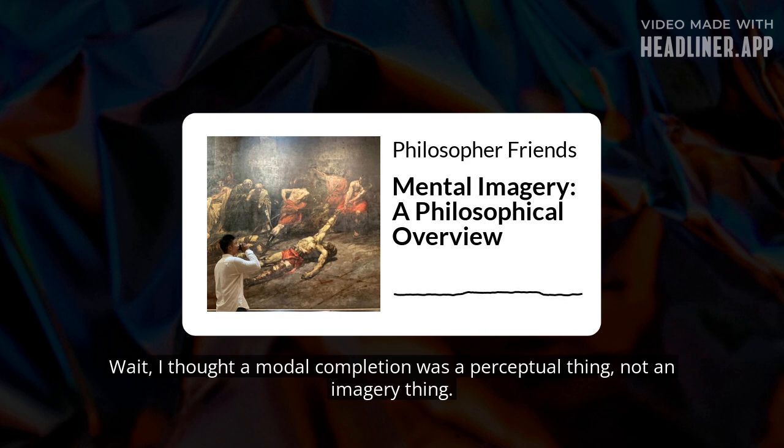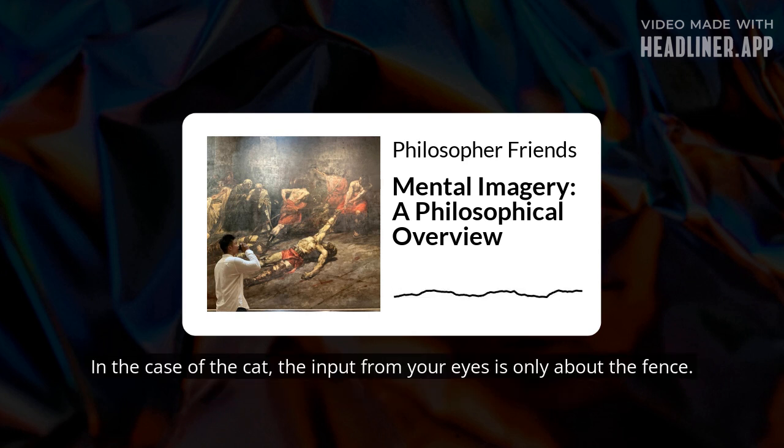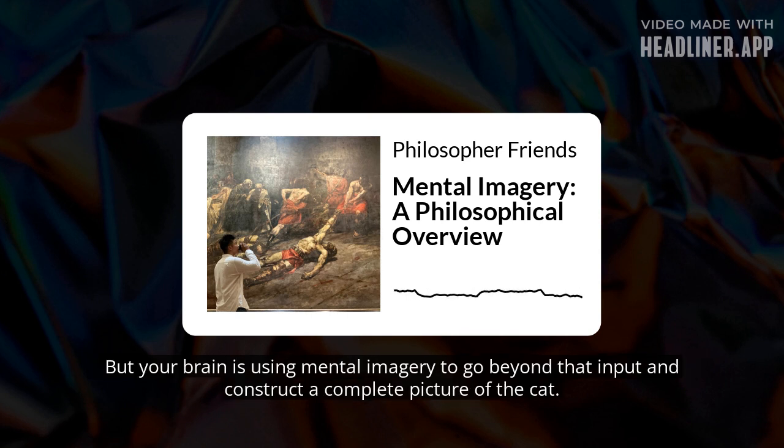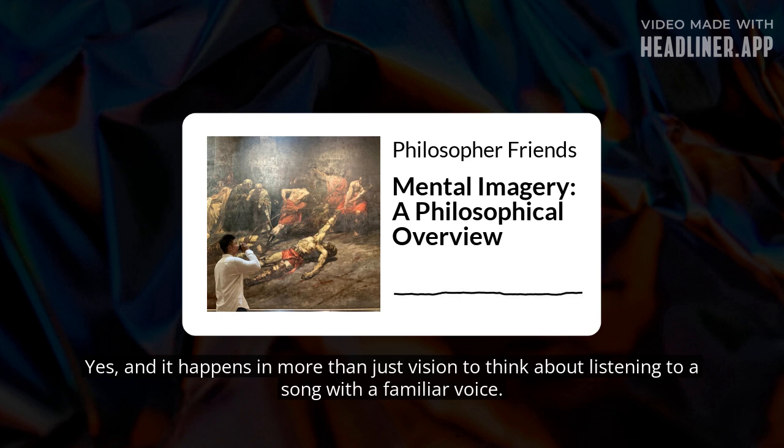Wait, I thought amodal completion was a perceptual thing, not an imagery thing. It's both. Remember our definition: mental imagery is perceptual representation that isn't directly triggered by sensory input. Right. In the case of the cat, the input from your eyes is only about the fence. But your brain is using mental imagery to go beyond that input and construct a complete picture of the cat. Okay, so our brains are constantly using mental imagery to fill in these gaps and make sense of the world around us. Yes, and it happens in more than just vision, too.